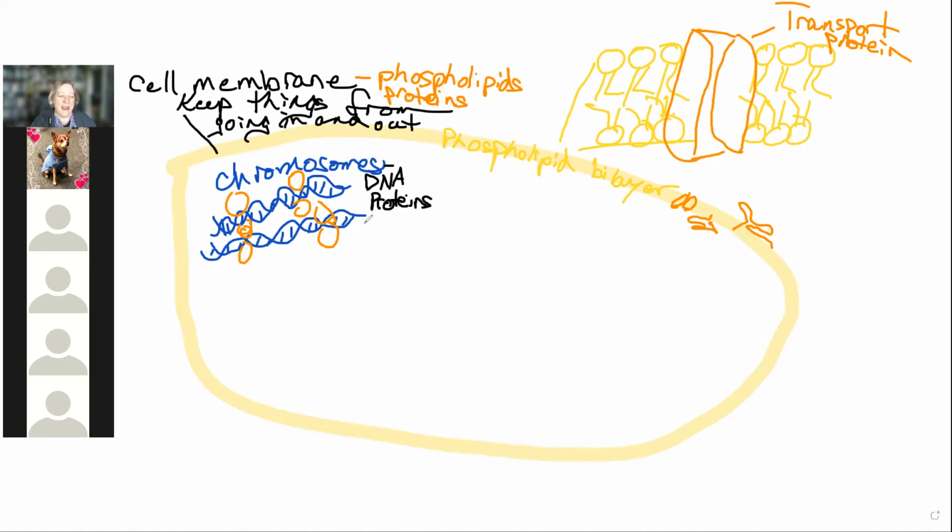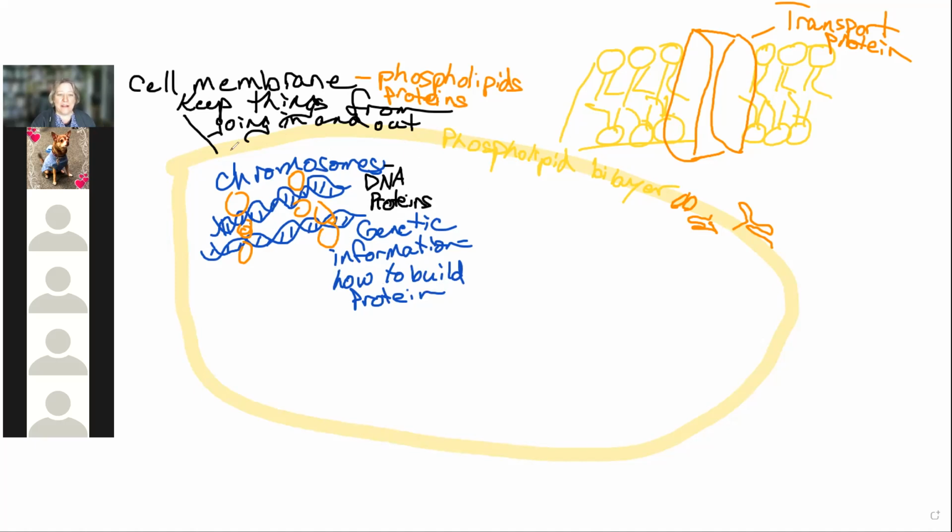Chromosomes contain the genetic information that essentially tells what different proteins do and how to build them and stuff like that. Very good. That is the job of the DNA and the chromosomes. That's the genetic information, and the proteins protect the genetic information.